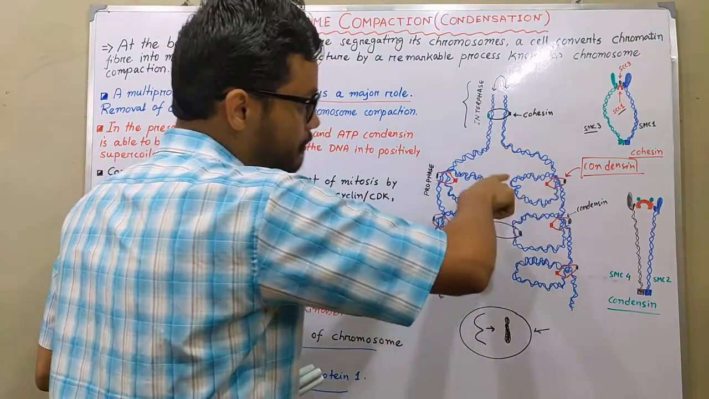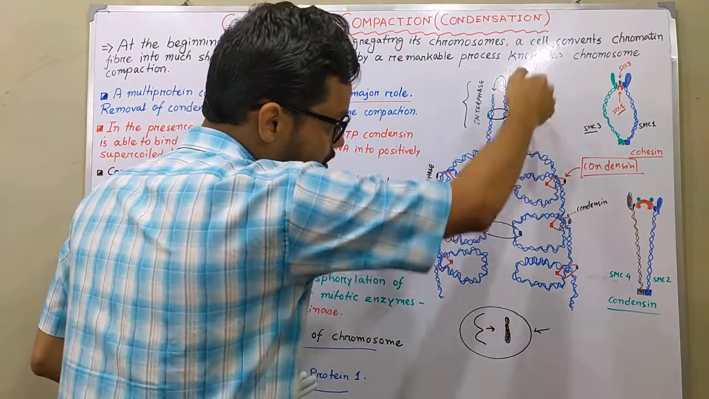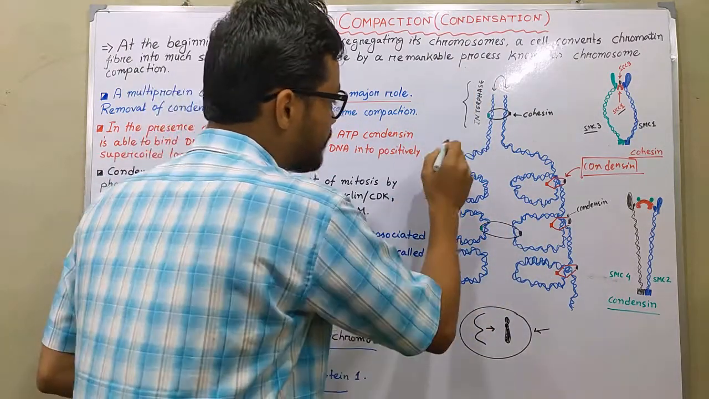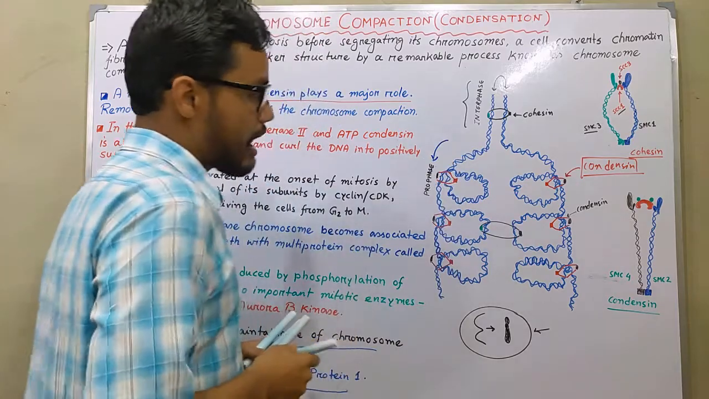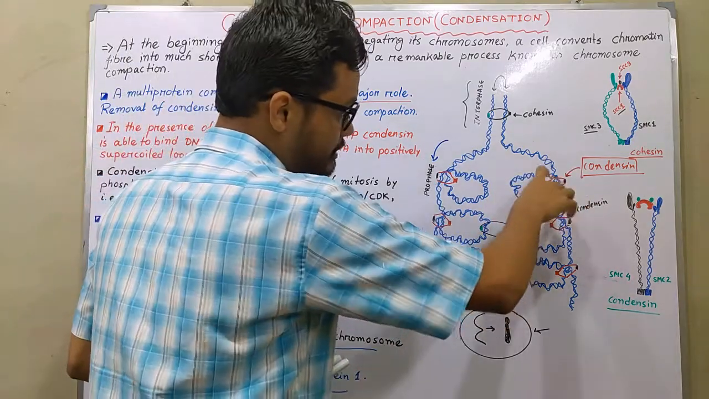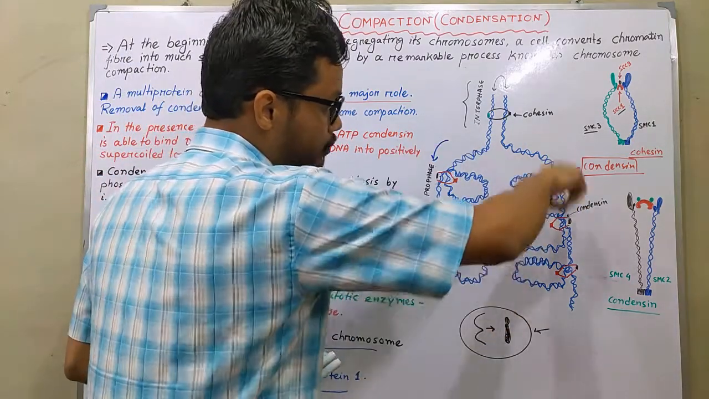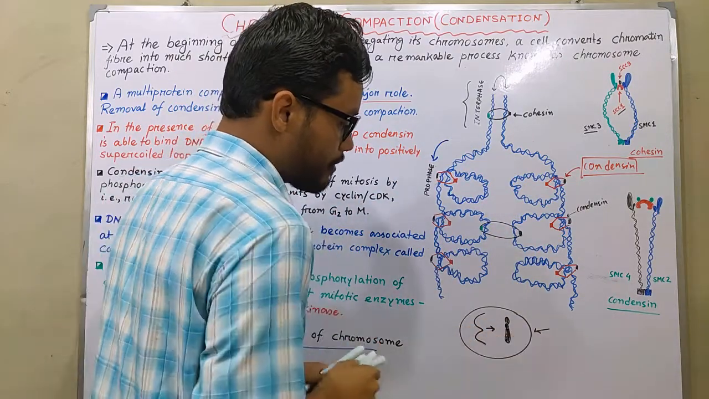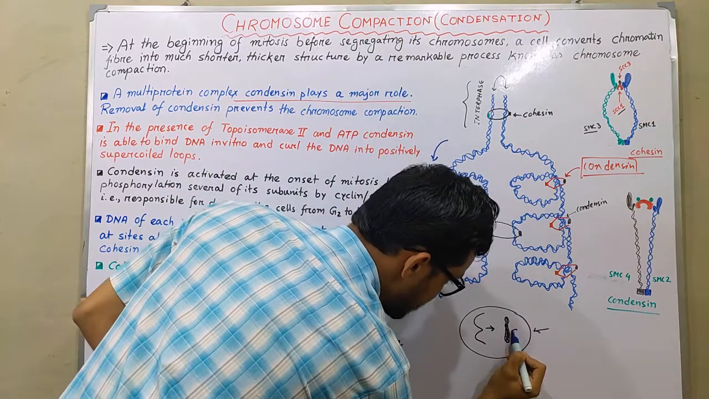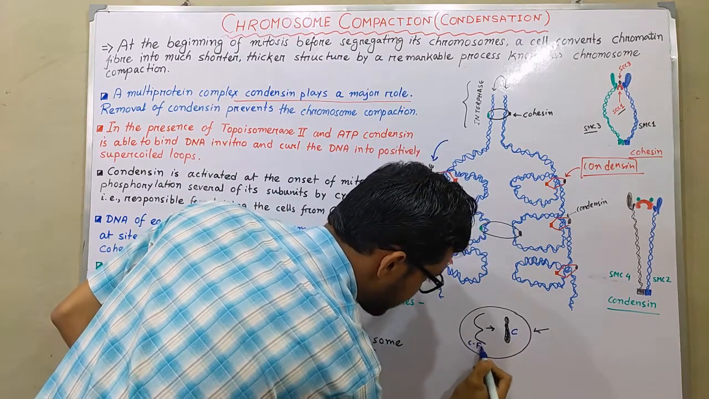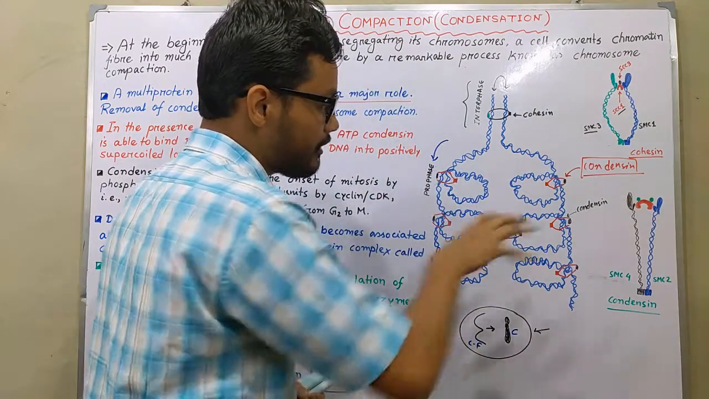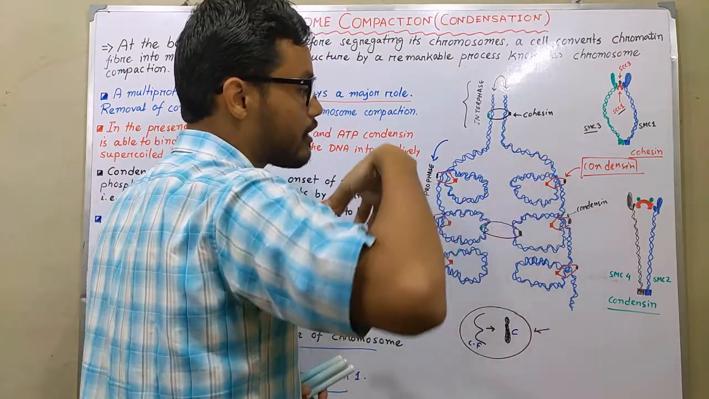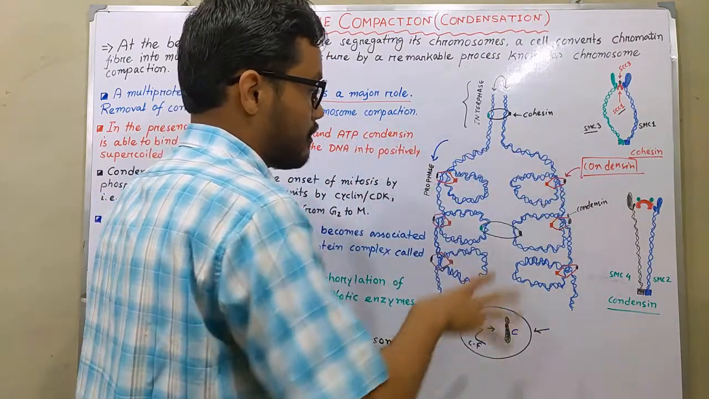Here in every line, this is one sister chromatid and this is the other sister chromatid. When it ultimately moves to the prophase stage, in early prophase, those condensins are held to curl up the DNA and produce a more condensed form of chromosome. So this one is the chromosome and this one is the chromatin fiber. Here condensins play a crucial role in condensing or curling of the DNA.